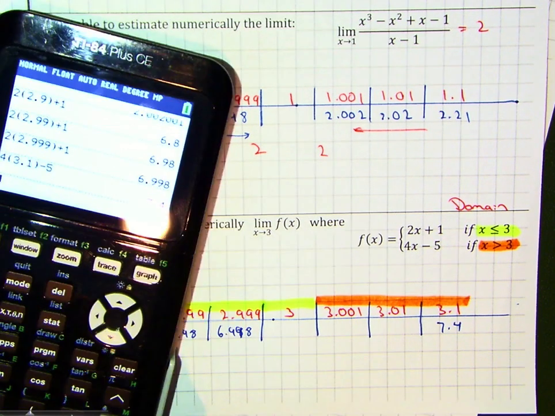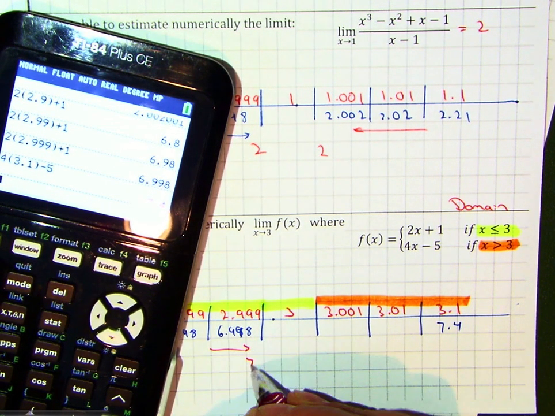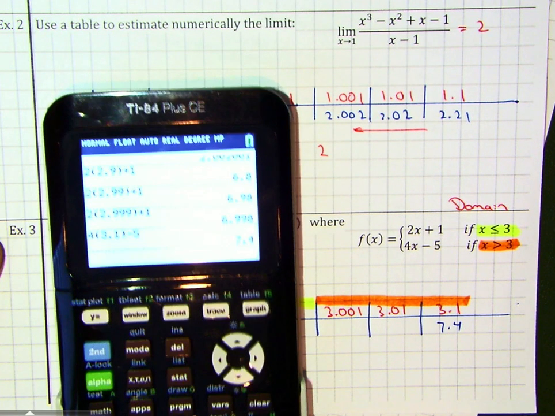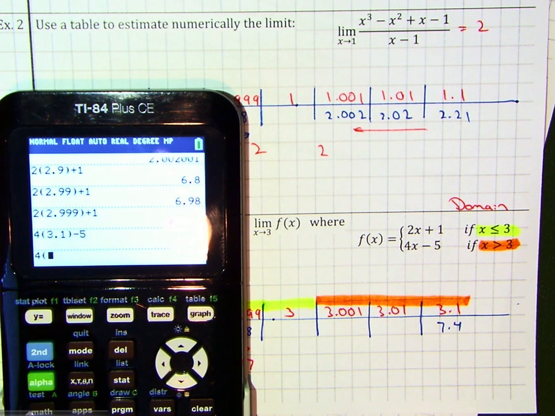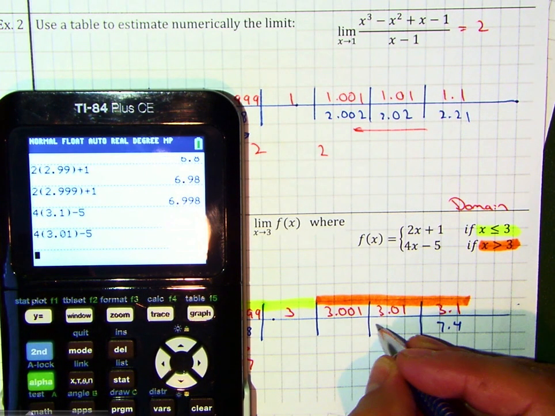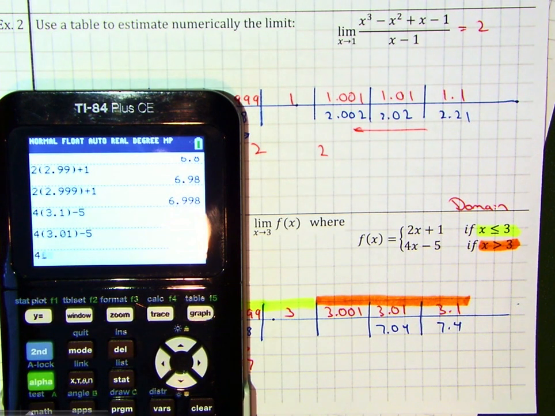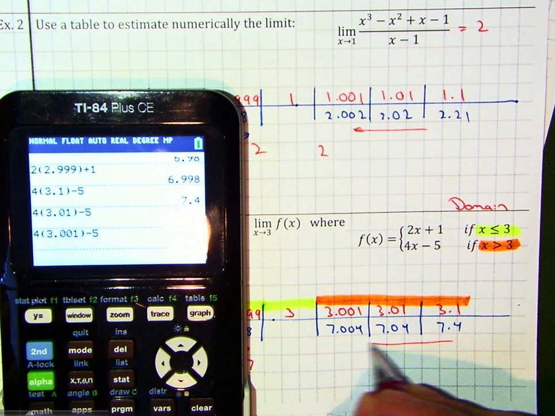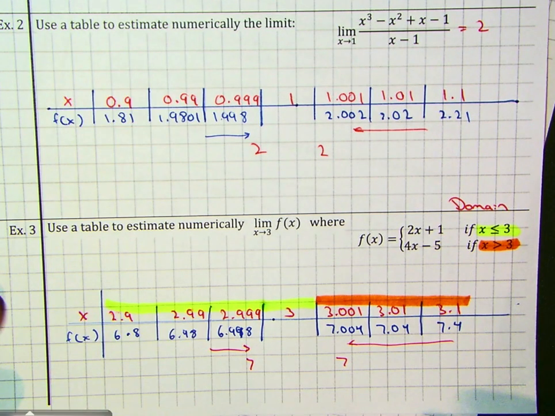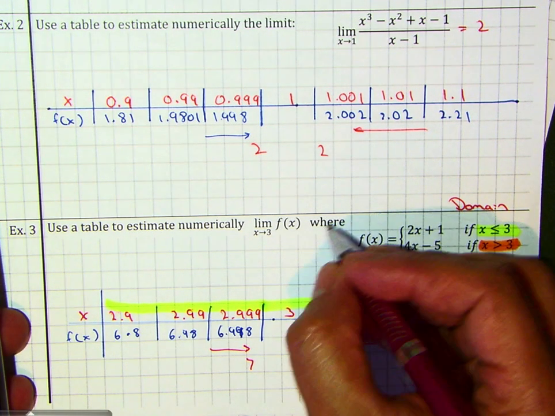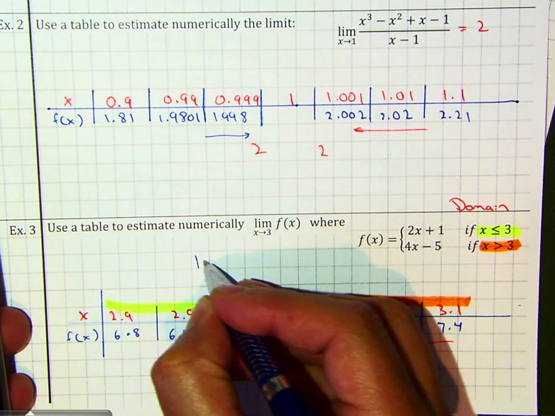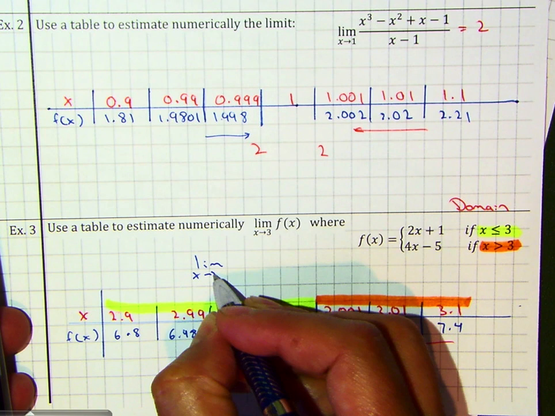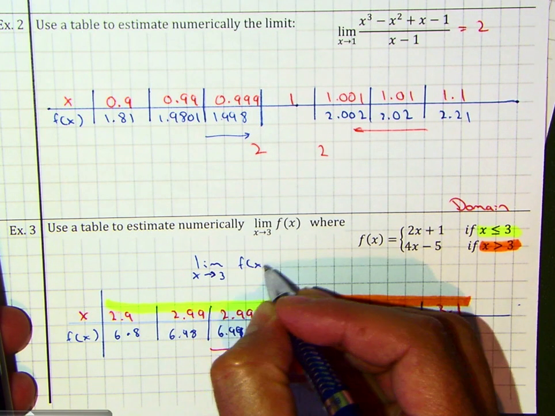Notice that in this case, this one was approaching 7. And this one looks to be approaching the same. So 4 times 3.01 minus 5 will be 7.04. And 4 times 3.001 minus 5 is 7.004. So on this side it's going to approach 7. It approaches 7 from both sides. So therefore we say that the limit as x approaches 3 of f of x is equal to 7.